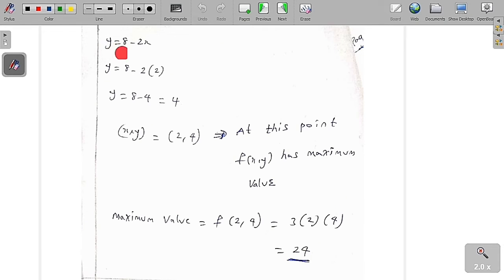But what is the value of y? y is equal to 8 minus 2x. But x value we know, which is 2. If you substitute here, we are going to get 8 minus 2 into 2, which is 8 minus 4 is equal to 4. So what is the value of x comma y? It is 2 comma 4. At this point we are going to get a maximum value.